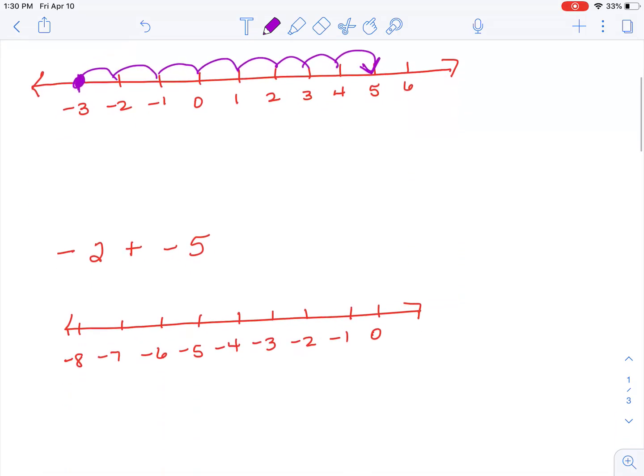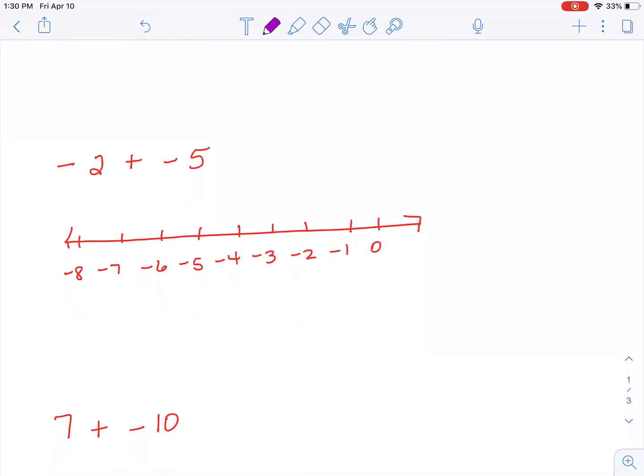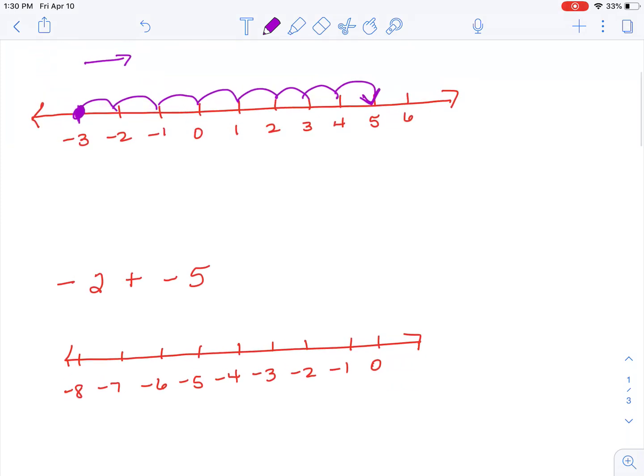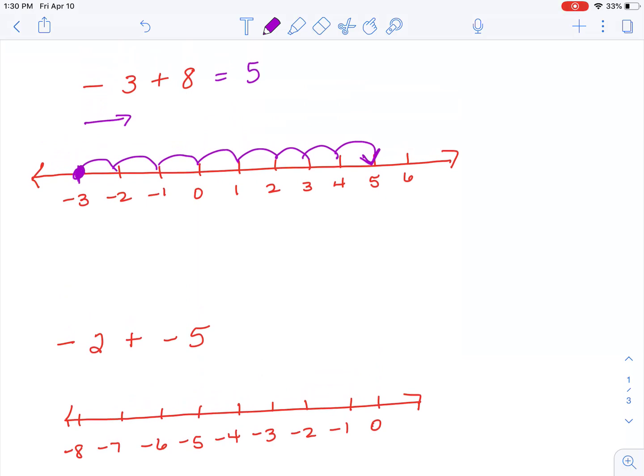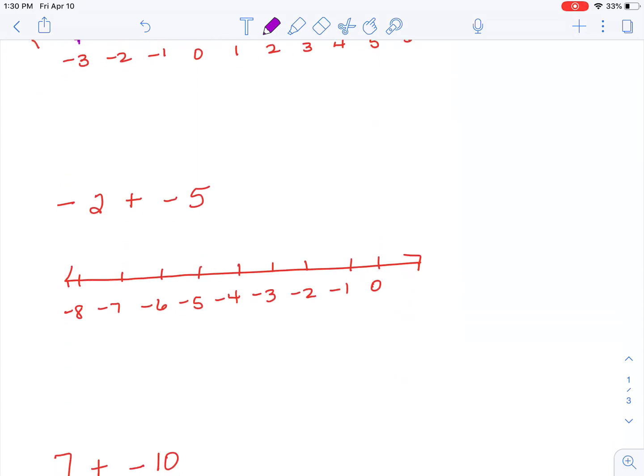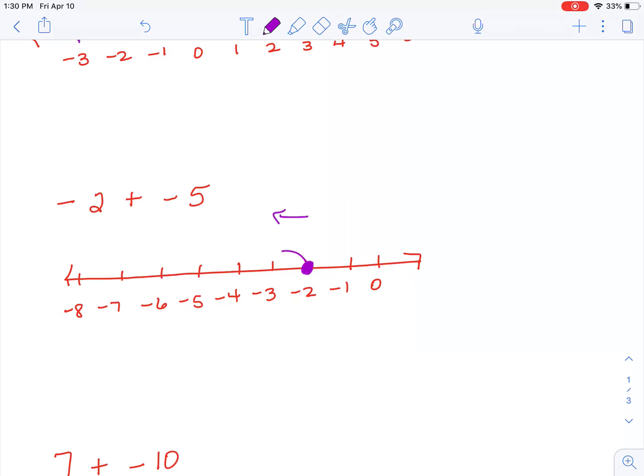Okay, so the next problem is negative 2, but this time we're going to add a negative 5. A while ago, we added a positive 8. This time we're adding a negative 5. So if I start here at negative 2, and a while ago when we added a positive number, we went to the right, if we're adding a negative number, we're going to go to the left 5 places. 1, 2, 3, 4, 5. So my answer is negative 7.